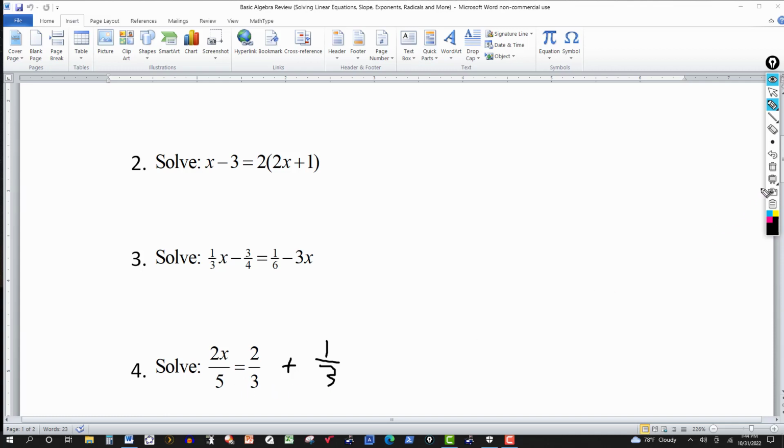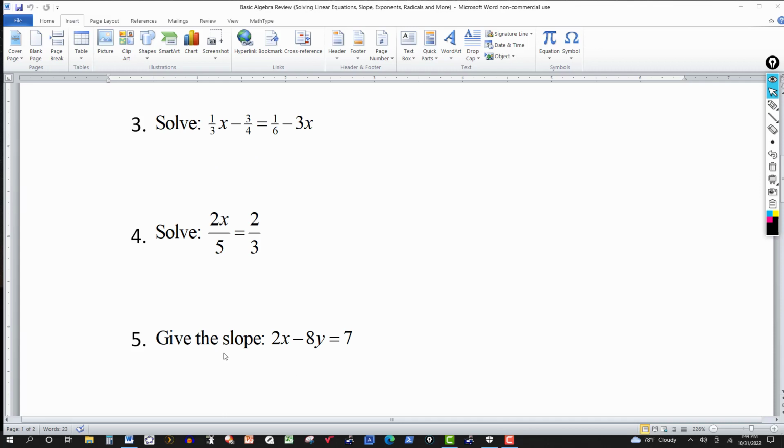Okay, the next one, give the slope of this linear equation. This is a linear equation. Notice it has two variables. You can graph these and you're going to get lines. So you can have a line that looks like that. They go on forever at both sides. You can have a line that's horizontal. You have a line that's vertical. Or you can have a line that goes like this.